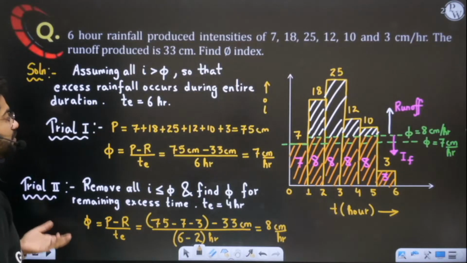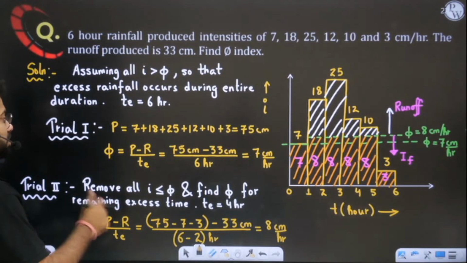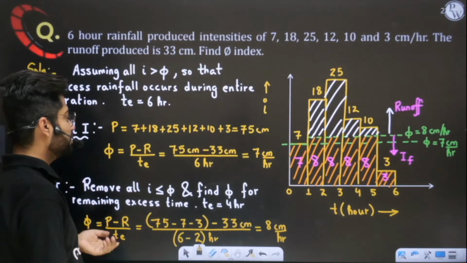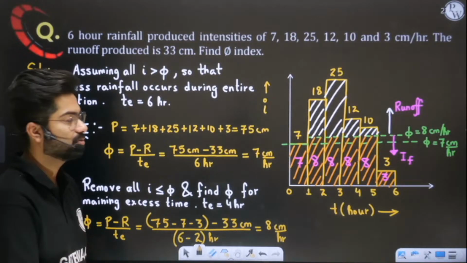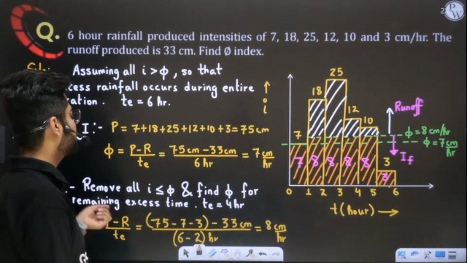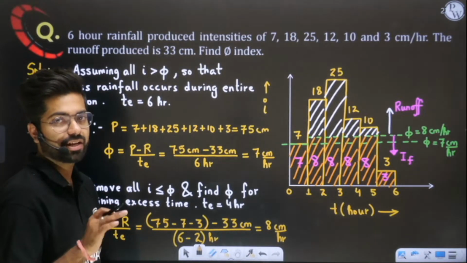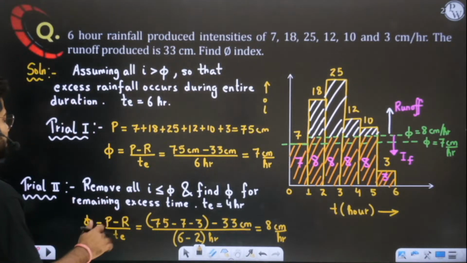And then we solved one great question with the help of which we understood the process of finding phi index. Basically first you have to take different trials. We will stop the trial when all the i are greater than phi. But if some intensities of rainfall are coming less than or equal to phi, then I will remove them. This was the ultimate process which you have to remember. I hope this was very clear to you.